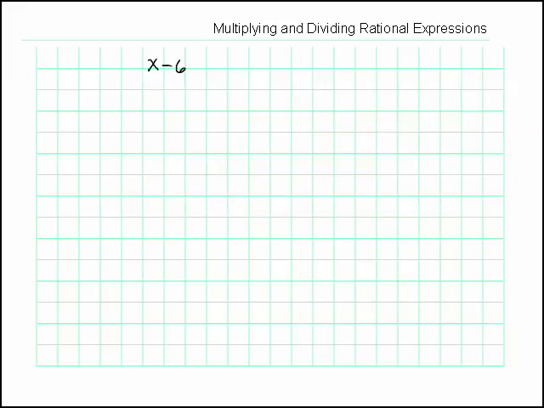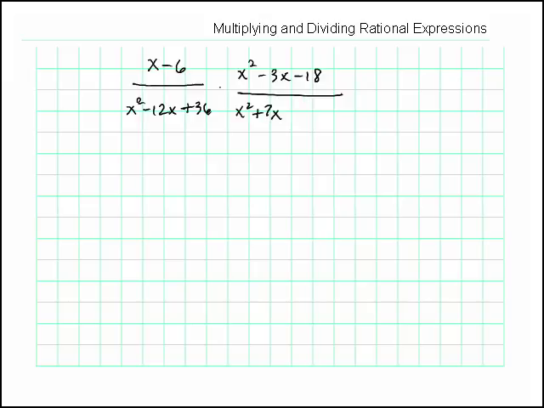(x minus 6) over (x squared minus 12x plus 36) times (x squared minus 3x minus 18) over (x squared plus 7x plus 12). Okay, once again, we're going to factor everything. x minus 6 up here, nothing you can really do with that. I'm just going to leave it as x minus 6.